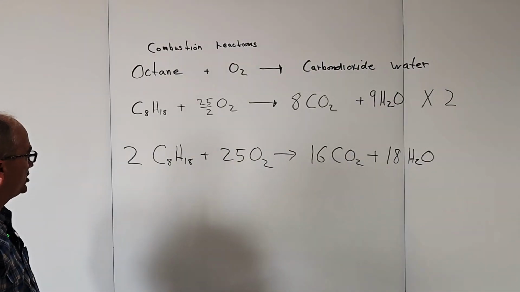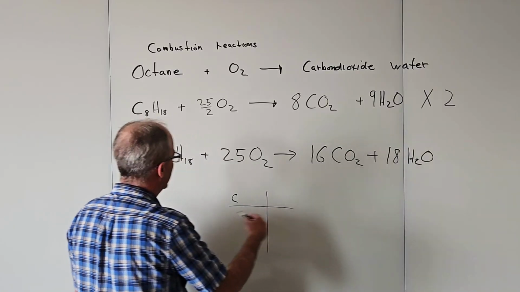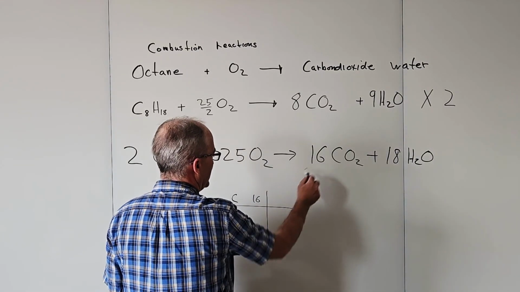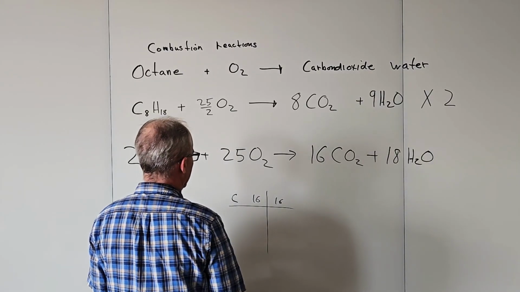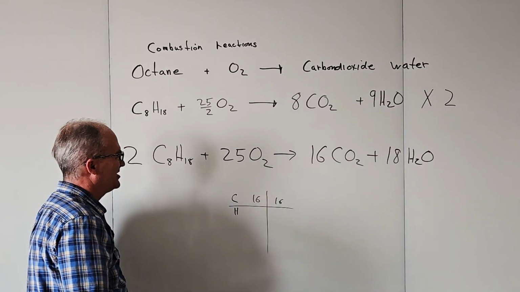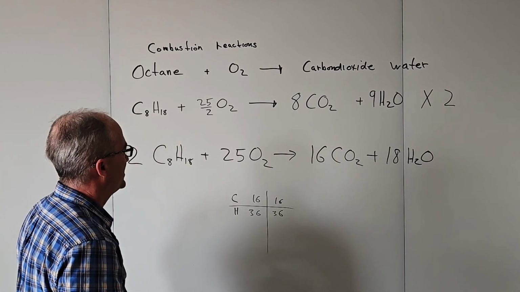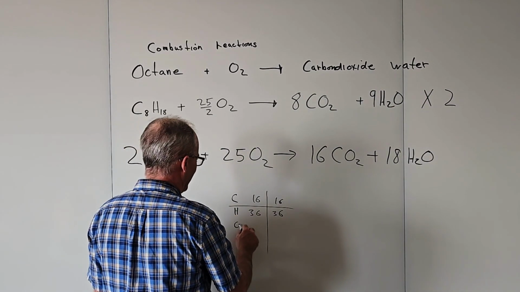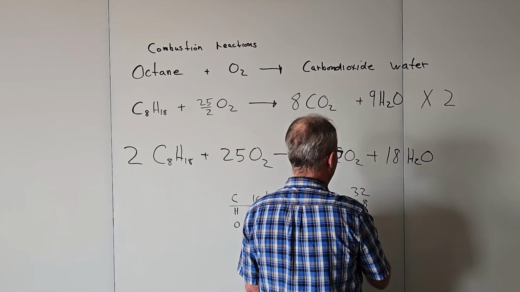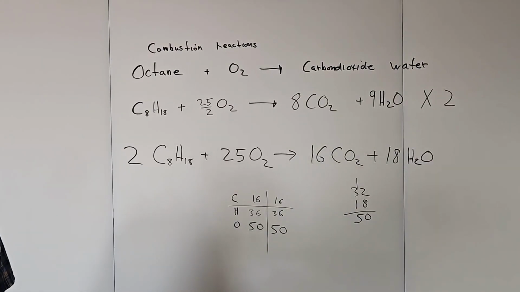All right, now it's always good to check. So I might do something like this. Carbon on each side, I got 2 times 8 is what? 16, and I got 16 there. Let's go to hydrogen. 18 twice, 36. 18 twice, 36. Oxygen, 2 times 25. What do I got here? 32, 18, 50. So now we have a nice balanced equation.